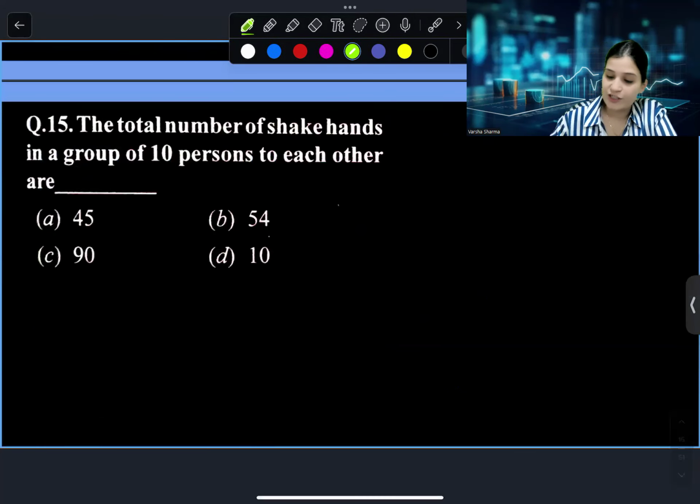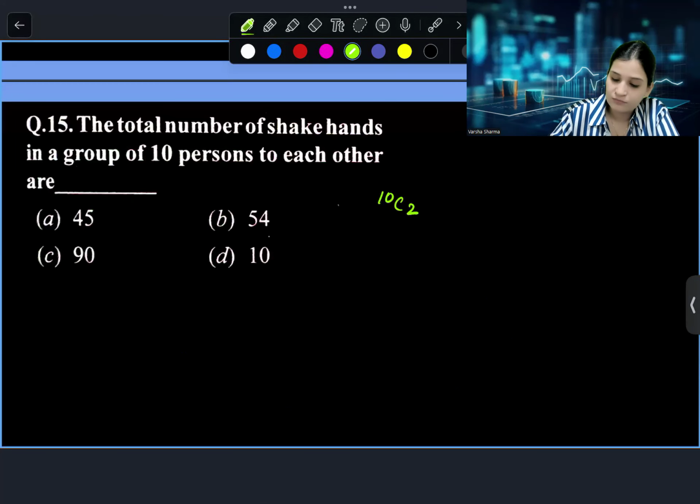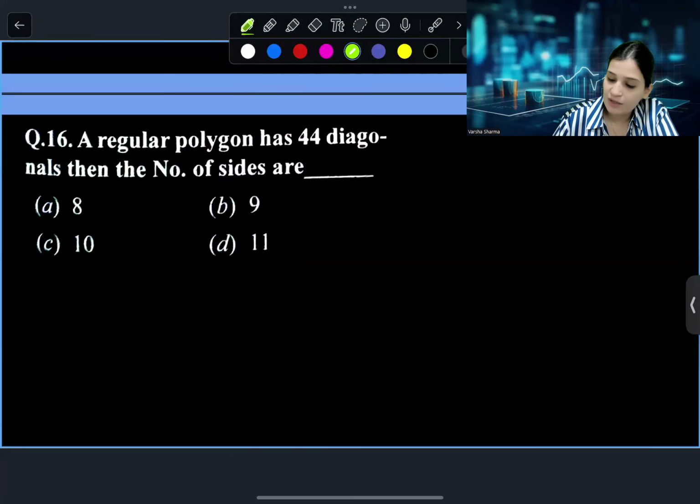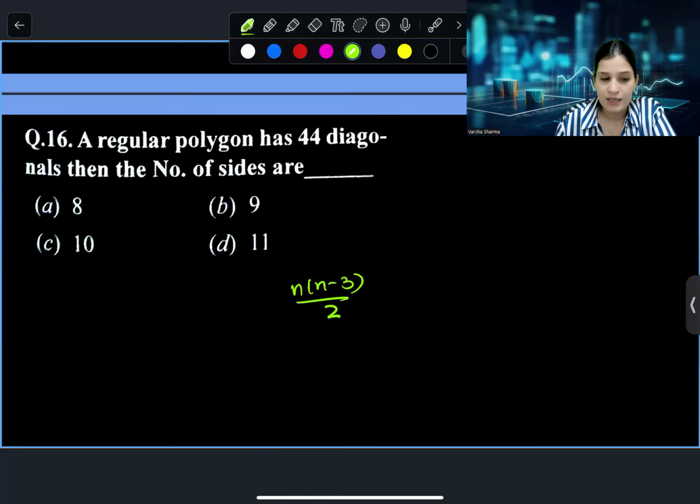The total number of handshakes. So 10C2, 45. Direct formula. Diagonals. Formula was n minus 3 by 2. Trial and error. Answer is 11.